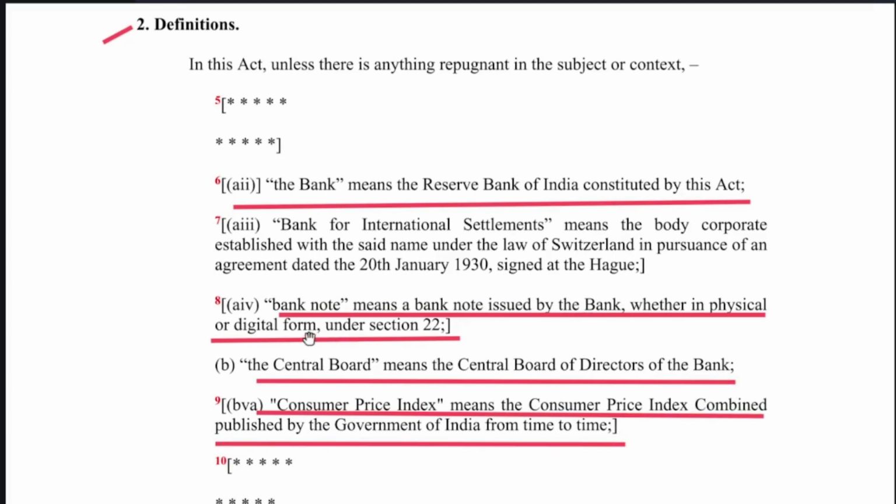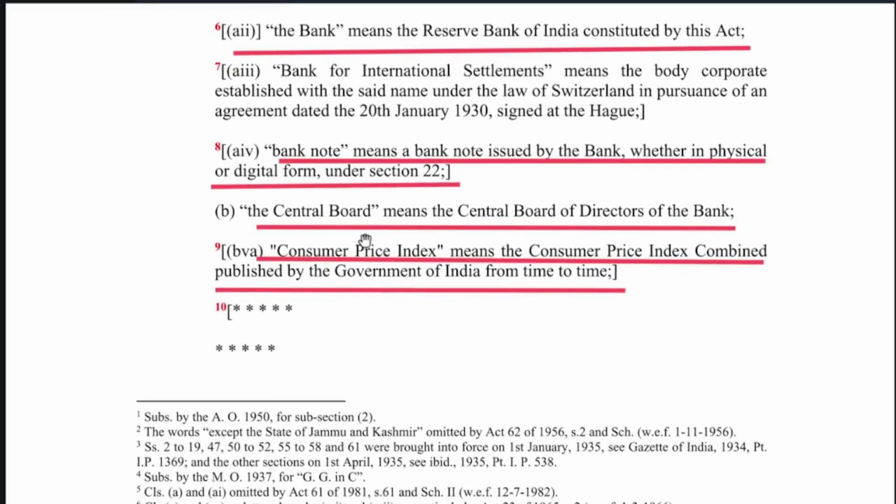Likewise, what is meant by banknote? Banknote means a note issued by the bank, whether in physical or digital form under Section 22. Meaning thereby, while reading Section 22, wherever the word banknote comes into picture, it has to be understood accordingly. The central board of directors: Central board means the central board of directors of the bank.